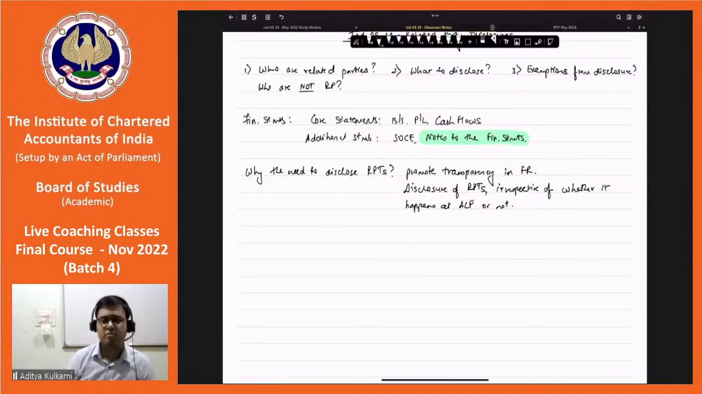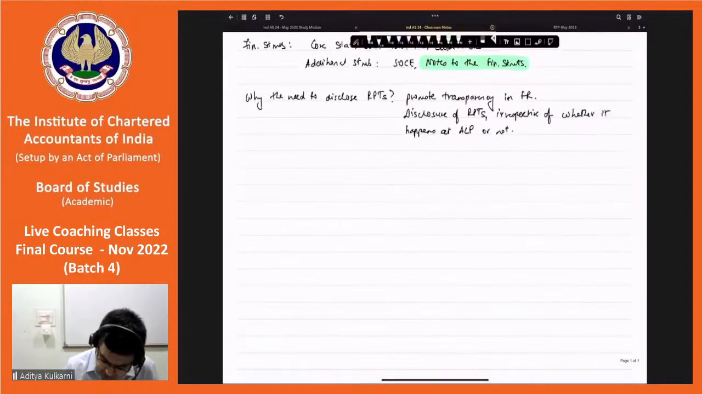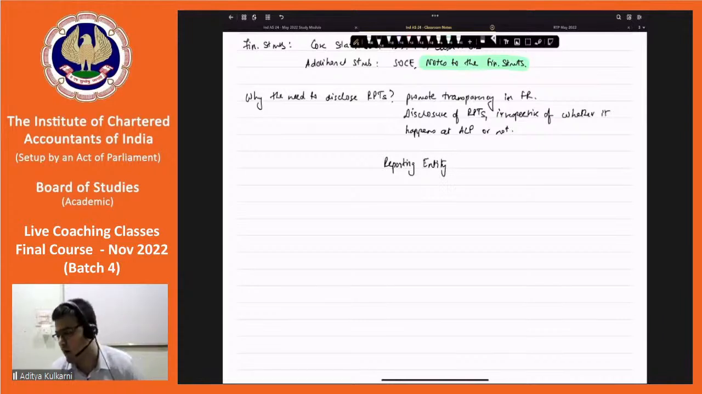We now move to the more important part of our discussion, which is: who are related parties? The first thing is your reporting entity. Who is the reporting entity? The entity which is required to prepare its financial statements under Ind AS.